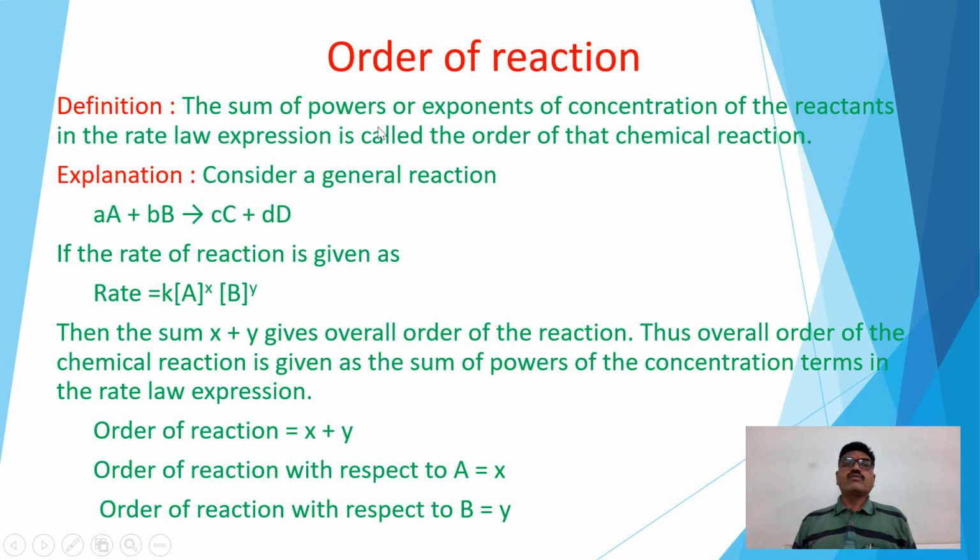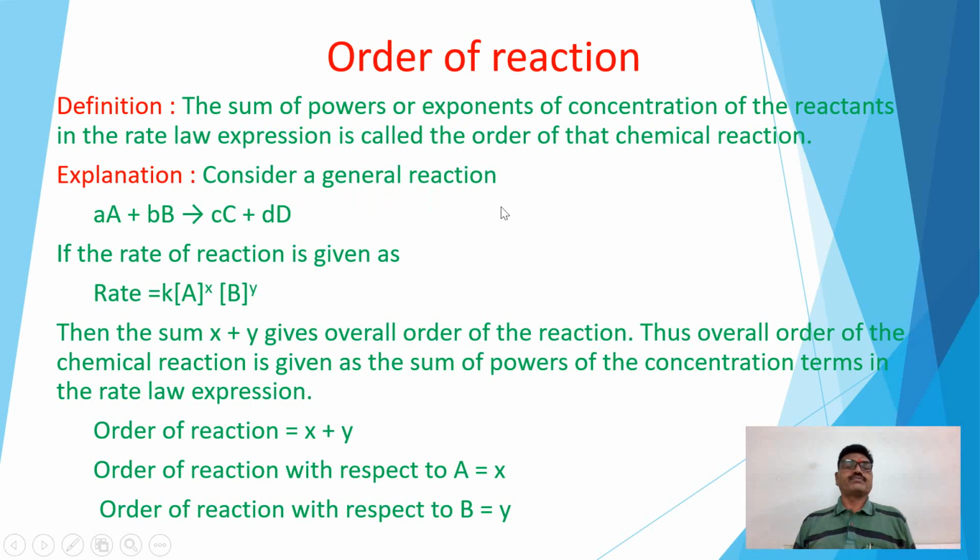The sum of powers or exponents of concentrations of the reactants in the rate law expression is called the order of that chemical reaction. That is what? The sum of powers or the sum of exponents of concentration of the reactants in the rate law expression is called the order of that chemical reaction. Let us see the explanation.